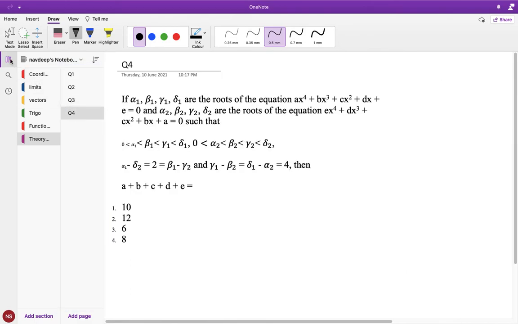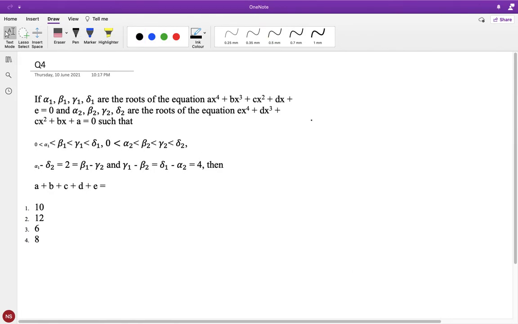Last problem, question number 4. Okay, so in this problem, I think the professor, whoever has designed this question, has made some mistakes, and I will let you know why. Let us first look at the problem.